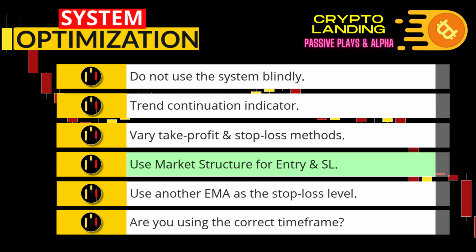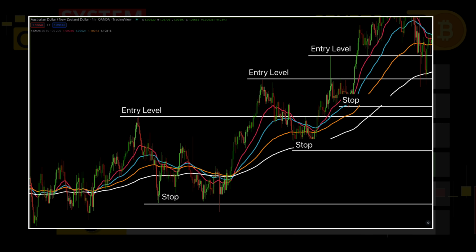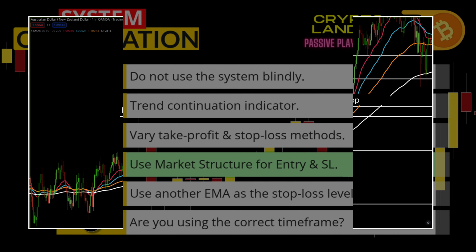Fourth, the best way to set your entry and stop levels is waiting to get in after a break of the market structure and setting stops at areas of invalidation. When you get more experience, waiting for a pullback after a break will give you the most profitable setups.